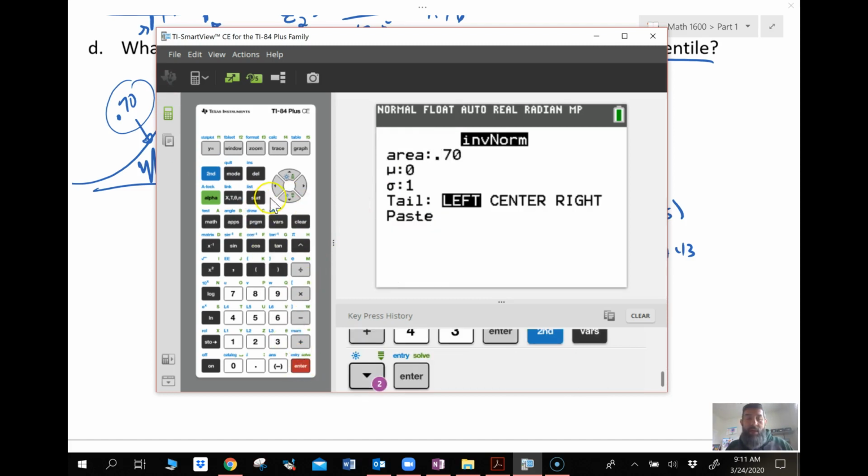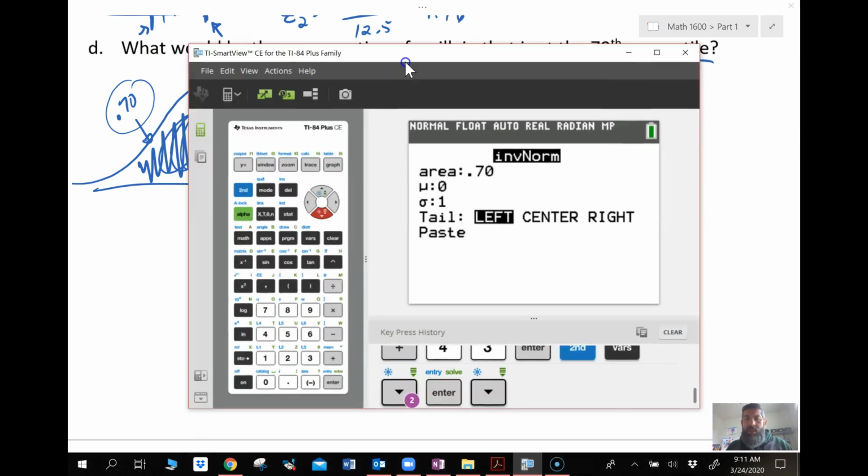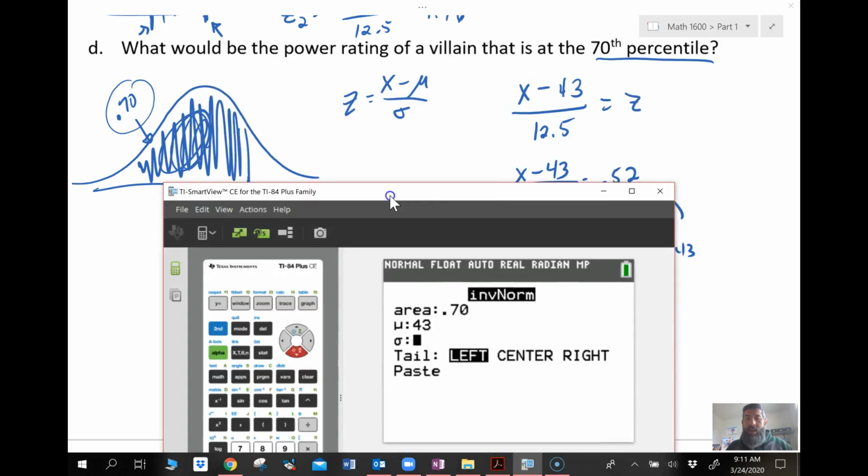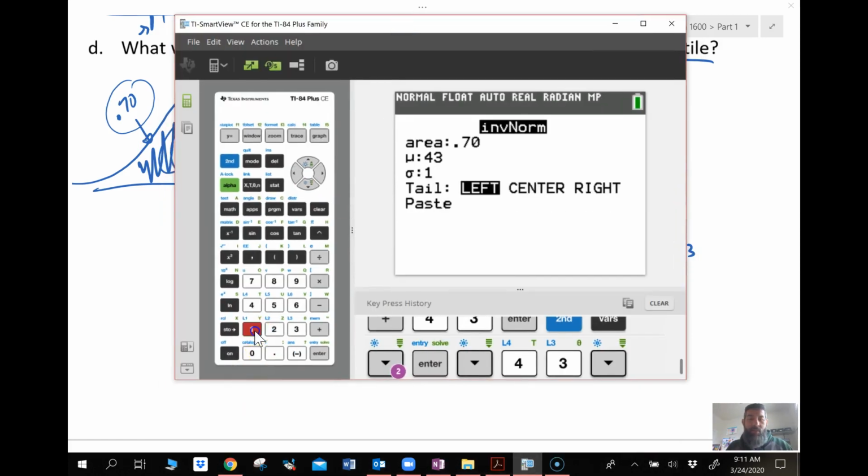0.7 is our area again, and now mu is going to be, what was our, you're probably saying in here, hey, it's 43, my S's, come on. How can you forget that? God, it's early, guys. It's early, and I've been in lockdown for like almost 10 days. Give me a break. 12.5, all right, and paste that.